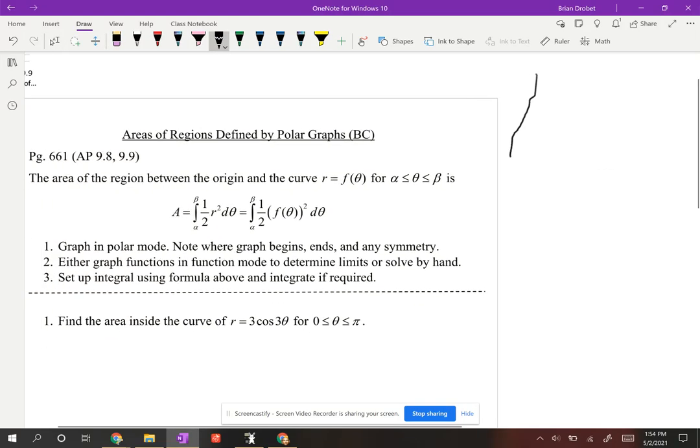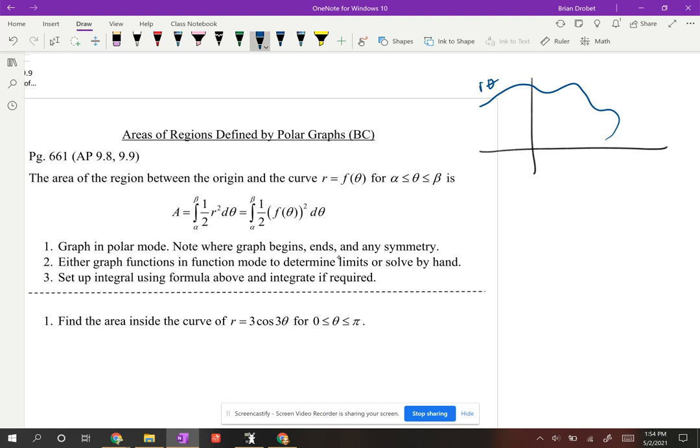All right. So here I'm going to just draw a sketch of a polar function. So I'll say this is some polar function, r of theta. Now, when we talk about the area under a curve from A to B, we're talking about this.